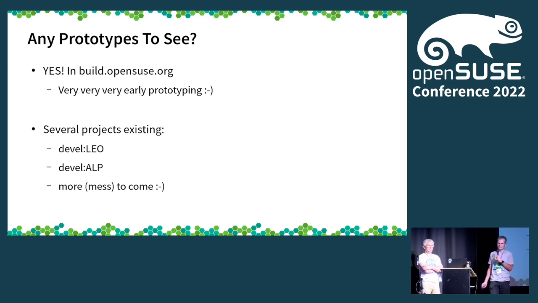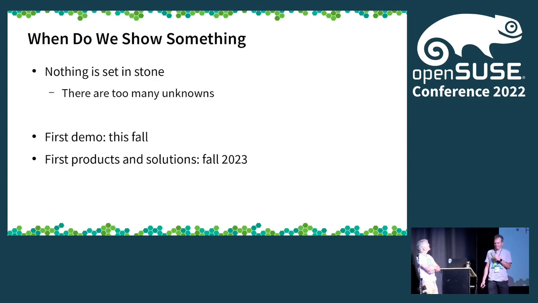And I guess in the coming months there will be more projects in the build service to make it even more confusing. We plan to have something that is somehow ready to be presented this autumn. And a first solution based on the new code streams we would like to have ready autumn next year, which can give you a timeline for when you can actually expect to build something on the next Leap. But as a disclaimer, these are current ideas about the dates, and the dates can change in the coming weeks or months.